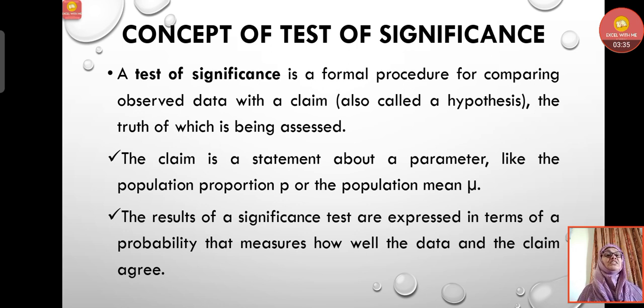A test of significance is a formal procedure for comparing observed data with a claim, also called a hypothesis, the truth of which is being assessed. Whatever hypothesis, that is tentative solution we have given below the objectives, we have to test whether it is true or false. The claim is a statement about a parameter like the population proportion P or the population mean, that is mu. The results of a significance test are expressed in terms of a probability that measures how well the data and the claim agree.